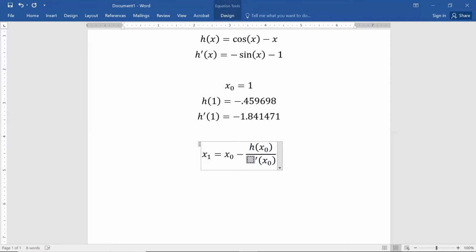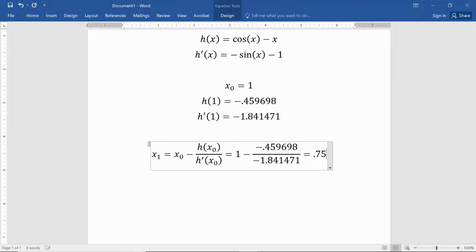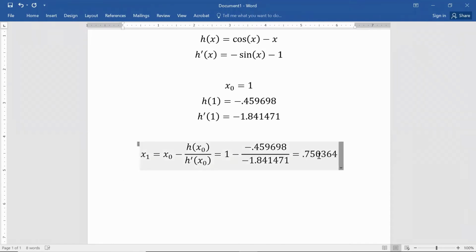This function is called h, so I'm going to change Newton's method to having a function labeled h. We're going to take 1 minus the fraction, negative 0.45968 divided by negative 1.841471. I ended up with approximately 0.750364. That's rounded to 6 decimal places, obviously.